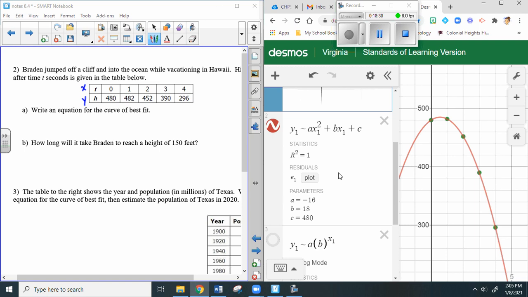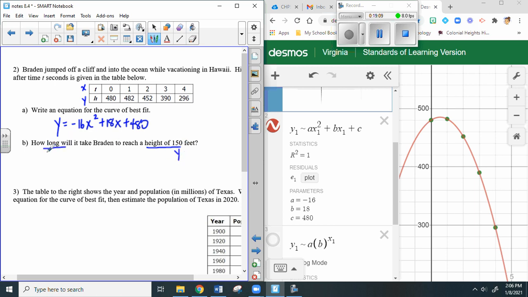Okay, and now we can write down the equation using the values that they gave me right in Desmos. So I'm going to say y equals negative 16x squared plus 18x plus 480. I'm literally using the a, b, and c right here, okay? Then I can use that equation to answer the question. How long will it take Braden to reach a height of 150 feet? Okay, well, height is a y value.